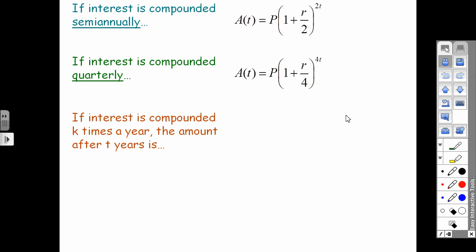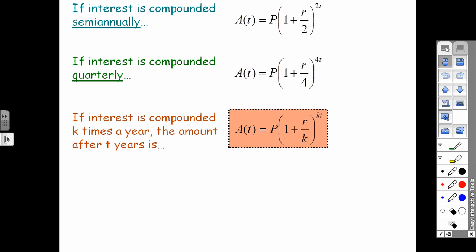So we can actually come up with a formula depending on how many times it's going to be compounded in a year, and we call that k. This would be the formula, and this is what you're going to have to remember. So you take the amount that is invested times 1 plus the interest rate over k, all raised to the kt power. Okay, and we'll see an example of how this works in a minute.